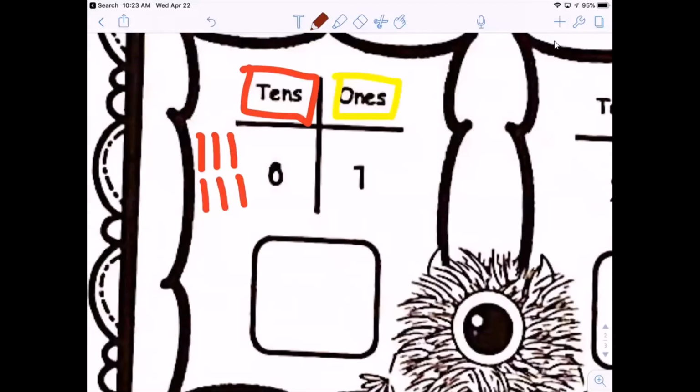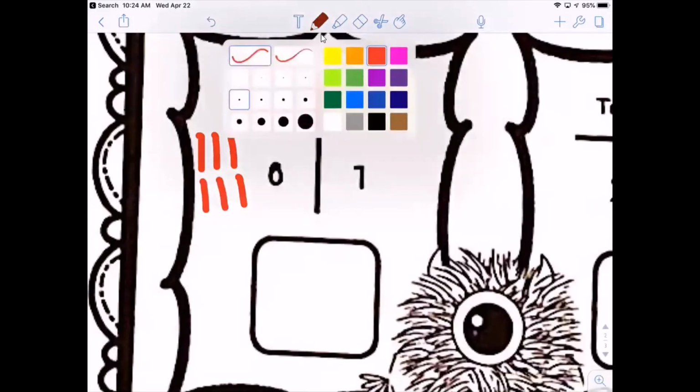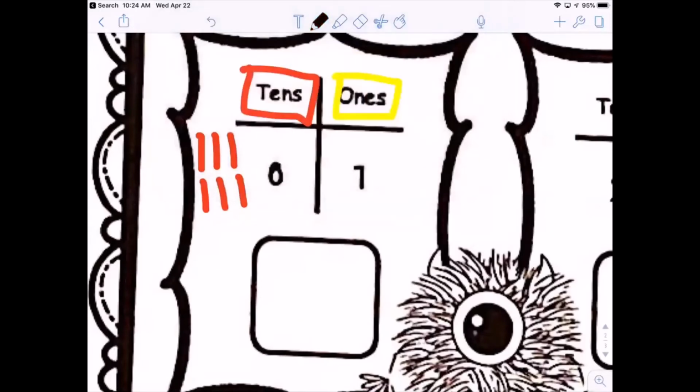Now, how many ones do we have? Okay, how many ones do we have? 1, 2, 3, 4, 5, 6, 7. I have 7 ones. 6 tens and 7 ones equals 67.